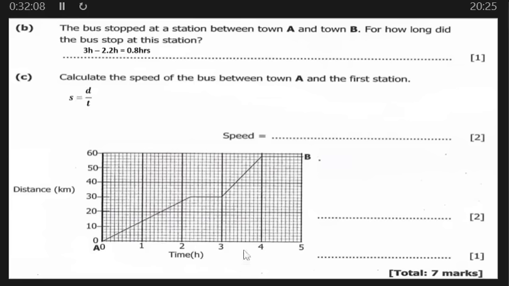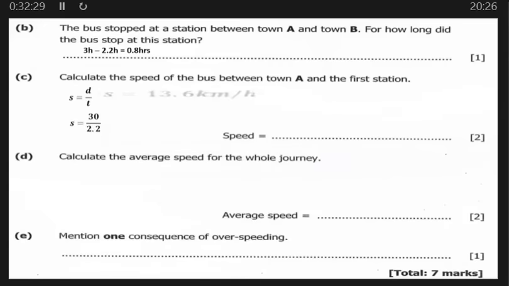Here we'll get our distance from here. When we draw a line there, we reach 30, so our distance there is 30. And when we drop a line downward on time here, our time will be 2.2 hours. So when we substitute those into our equation, we have 30 divided by 2.2, which gives us 13.6 kilometers per hour as the speed there. All right. So then question number D says, calculate the average speed for the whole journey.